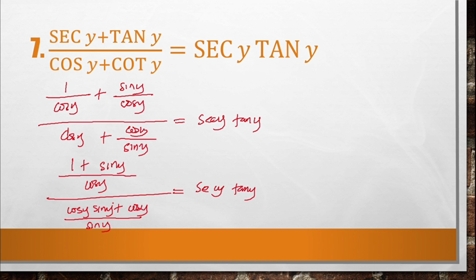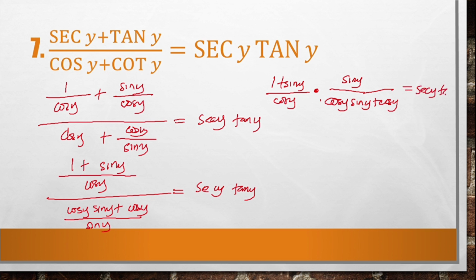Okay, so we have to take the reciprocal of this part. So 1 plus sine y over cos y times the reciprocal, which is sine y over cos y sine y plus cos y, equals sec y tan y. So we have to factor this part. This is cos y, the result is sine y plus 1. So the remaining here is cos.